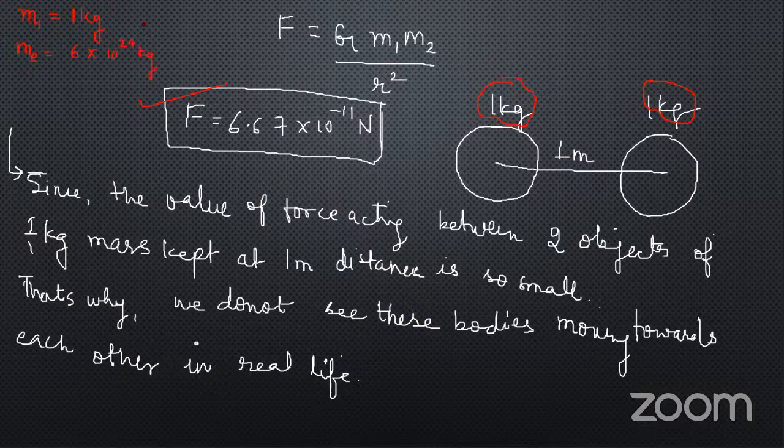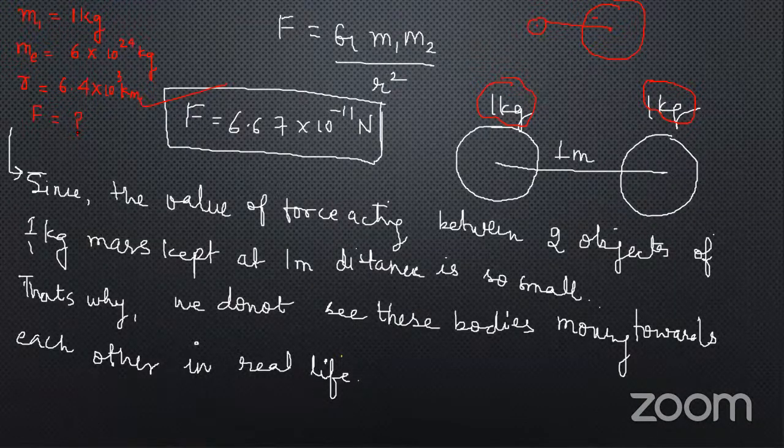And the distance between the bodies, that is the distance between the center of the body and the center of the earth, this distance is given to you. That is, R is given to you as 6.4 into 10 to the power 3 kilometer. You're supposed to calculate the force which exists between them. You can use the calculator and tell me what the value of F comes out to be.